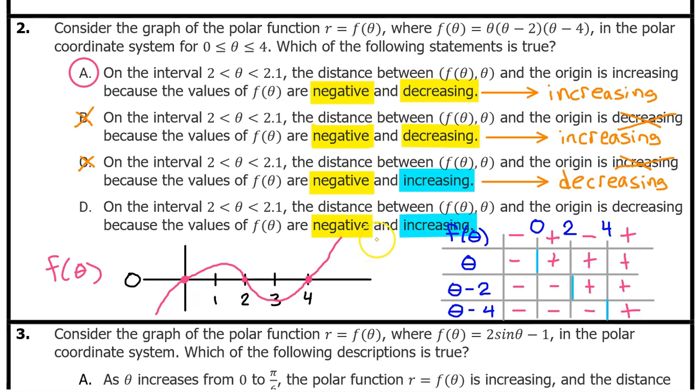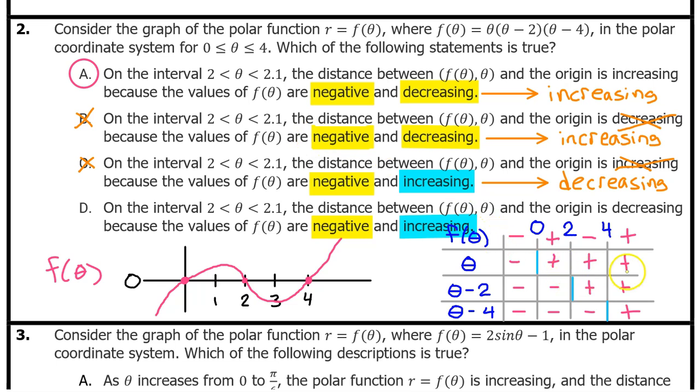We could not have eliminated option D. Values of f of theta are negative, but increasing. These words with opposite vibes tell us that the distance from the origin is in fact decreasing, which is what it says. Similarly, option A does make sense because f of theta is negative and decreasing. So the distance from the origin should be increasing, which is what it says. To choose between option A and D, you would need to sketch or at least imagine a graph.